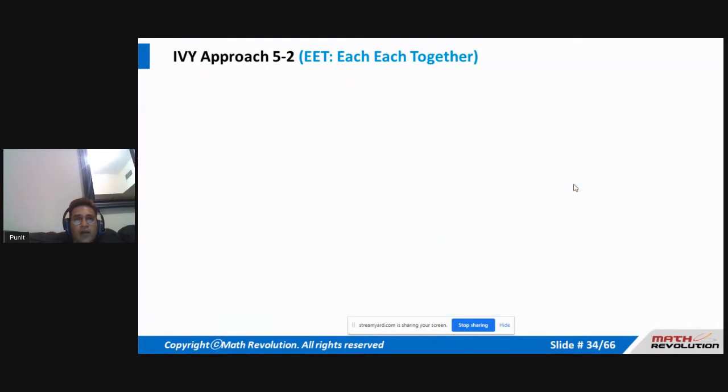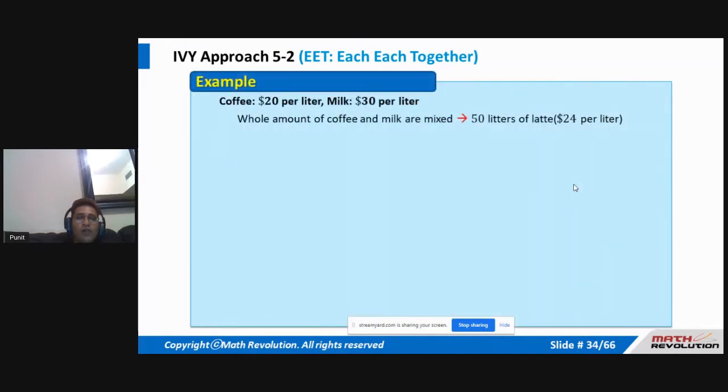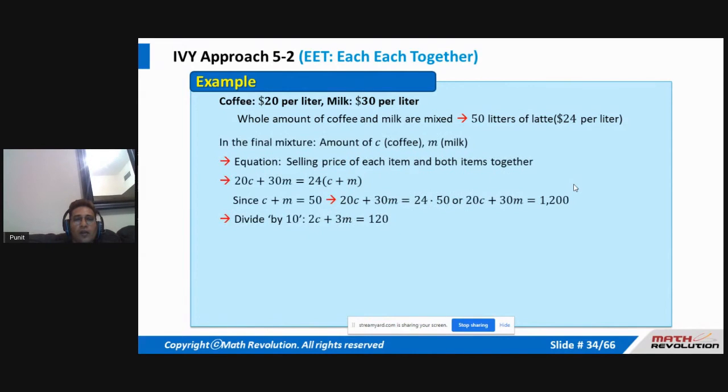All right, let's talk about the application. Let's see one more example. We have coffee which costs $20 per liter. Then we have milk, which costs $30 per liter. And when we mix the whole amount of coffee and milk, we get 50 liters of latte.